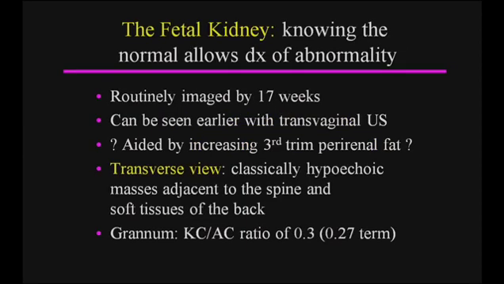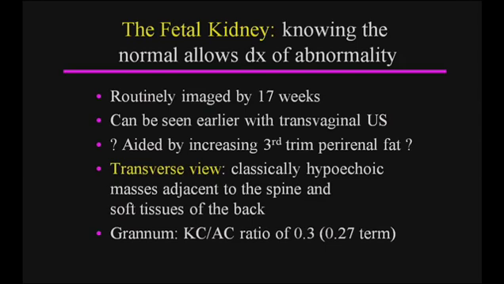The fetal kidney. Knowing the normal allows diagnosis of abnormality. This is, in a sense, a philosophy for all areas of evaluation in radiology. It's said that the fetal kidney is routinely imaged by 17 weeks. It obviously can be seen earlier than that. Certainly, transvaginal ultrasound can see it earlier, but modern equipment using a transabdominal approach can do the same.